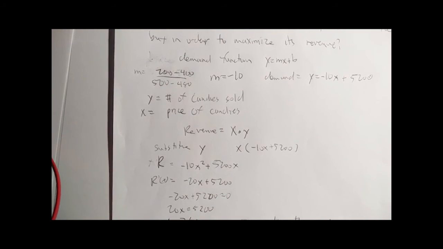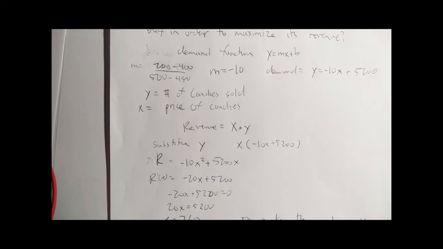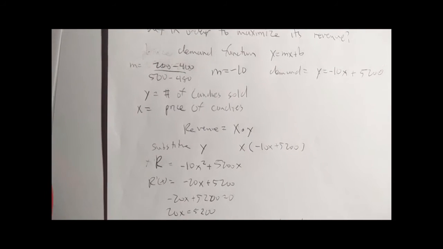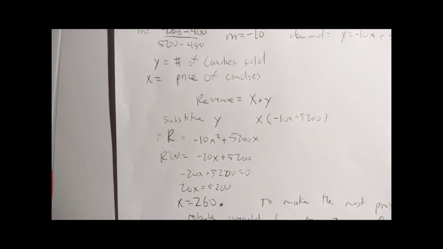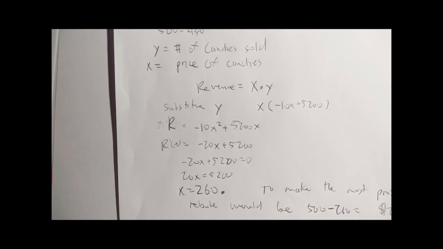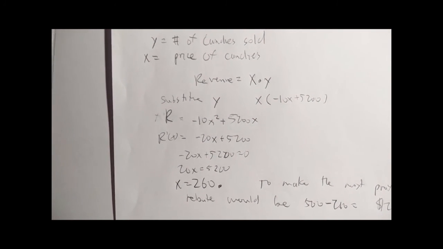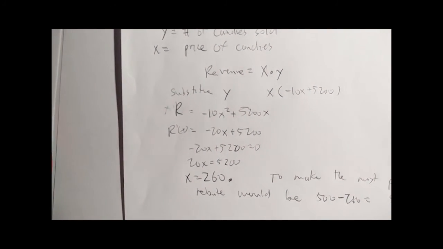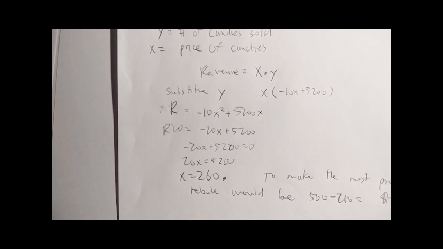The revenue function is x times y, which is the price of the candies times the number of candies sold. We substitute y from the demand function into the revenue, and we get that the revenue equals -10x squared plus 5,200x. R prime of x would equal -20x plus 5,200. We set it equal to 0 to find the critical numbers. 20x equals 5,200. x equals 260.